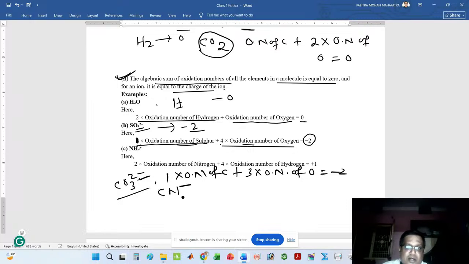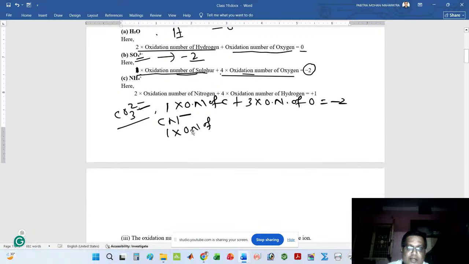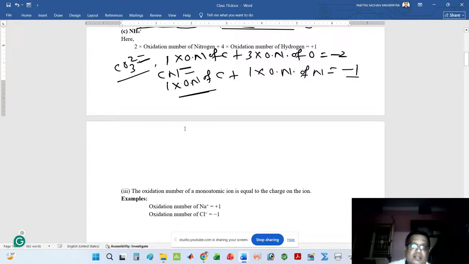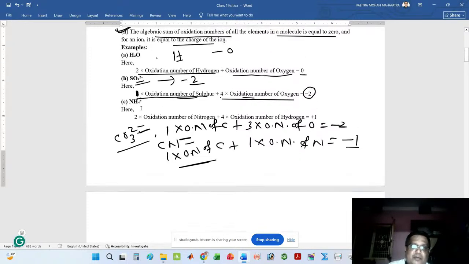What will be the concept? Here I can write 1 into oxidation number of carbon plus 1 into oxidation number of nitrogen is equal to minus 1. Here the charge is minus, so here I can write minus 1. This is the formula.